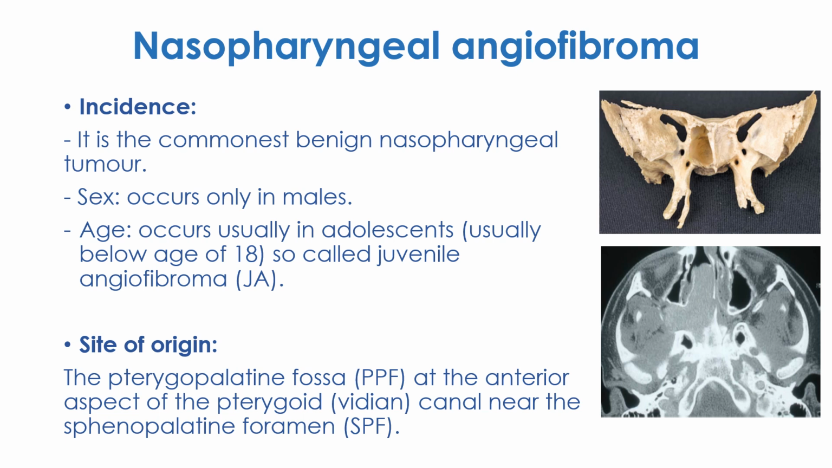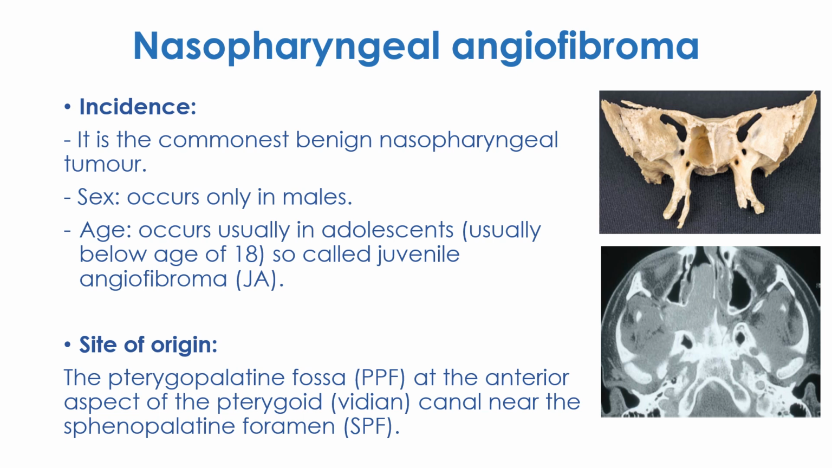Nasopharyngeal angiofibroma occurs exclusively in males, and it occurs usually in adolescents, usually below the age of 18, and that's why we call it juvenile nasopharyngeal angiofibroma. At the site of origin, this tumor usually arises from the pterygopalatine fossa at the anterior aspect of the pterygoid canal near the sphenopalatine foramen.